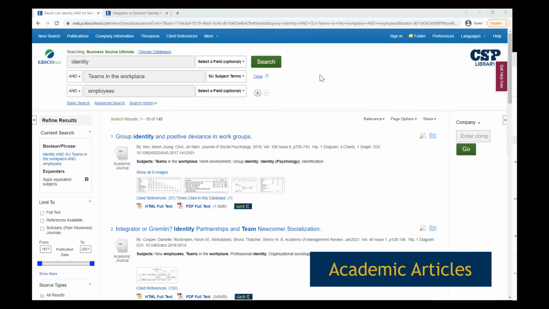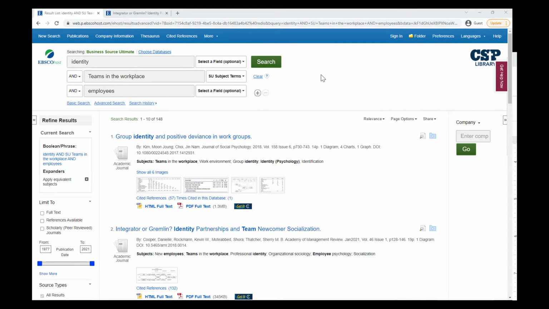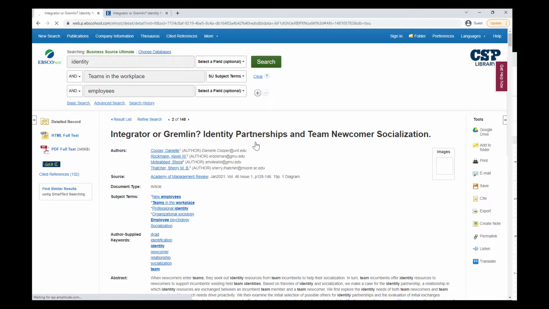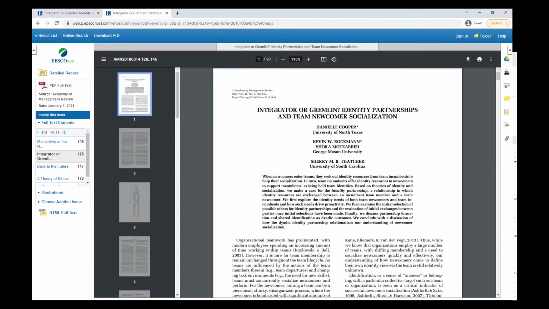Let's start with academic and peer-reviewed articles, which are typically the most common articles you'll find when searching in the library, and the ones you'll be asked to find the most for assignments and discussion boards. Here's an example of a scholarly article found in the library's Business Source Ultimate database. What sets these articles apart is that they're written by scholars for other scholars and tend to focus on very specific topics, making them sometimes difficult to understand for someone not already knowledgeable about the topic.